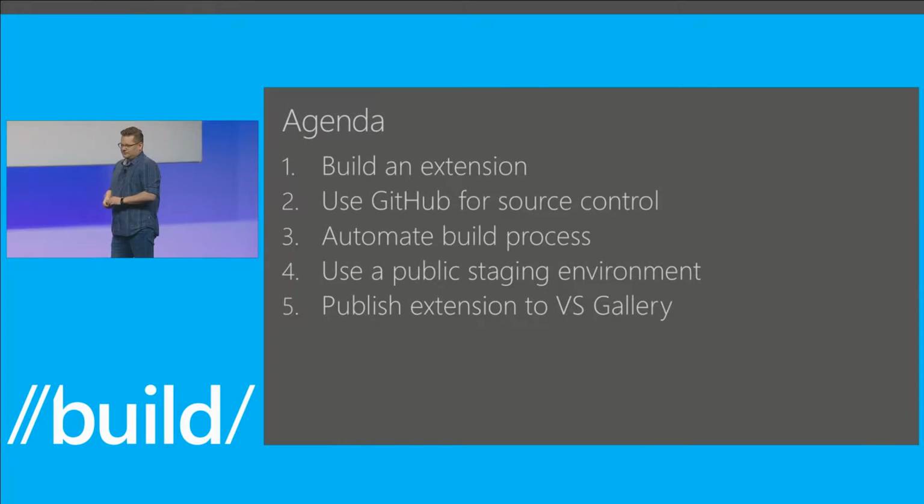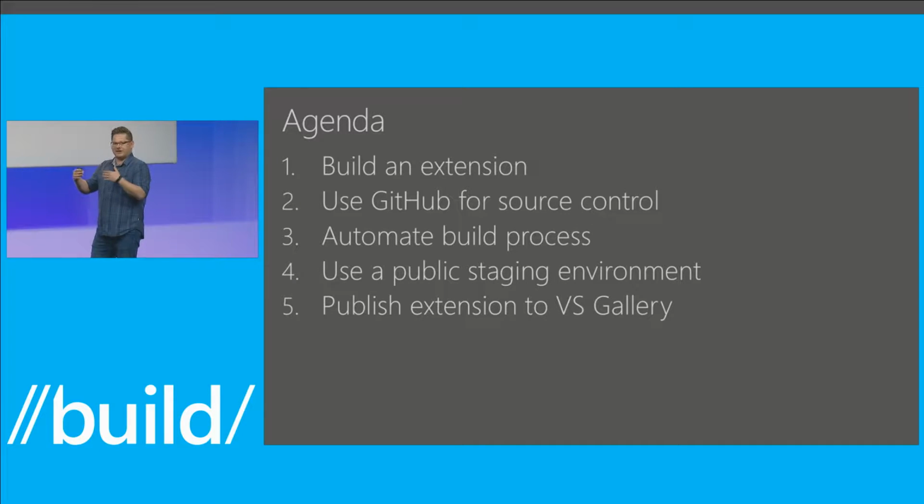So here's what we're going to do today. We're going to build an extension. We're going to use GitHub so that we can get it in the hands of people. They can see the source, they can open bugs easily, those sort of things, send code, contribute. We want to automate that build process that then takes the source code and builds it into an extension. An extension is a file with the .vsix file extension, okay? So we want to automate that process of building it.